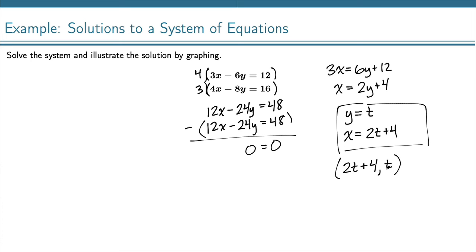Now, since t can be anything, there's an infinite number of solutions, but the solutions still have to be in this form. Now, let's go ahead and look at the graph. And we see that, well, both of these just ended up being this same line. And so every point on that line is then a solution to that system of equations.